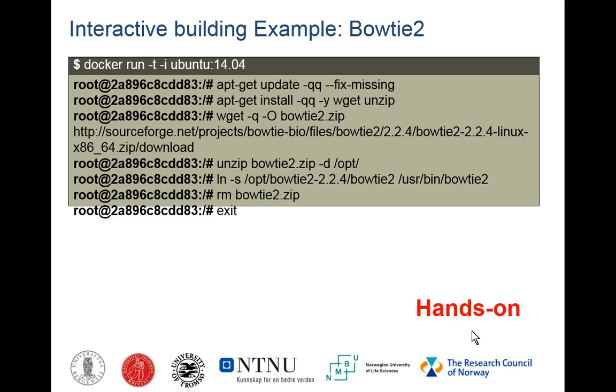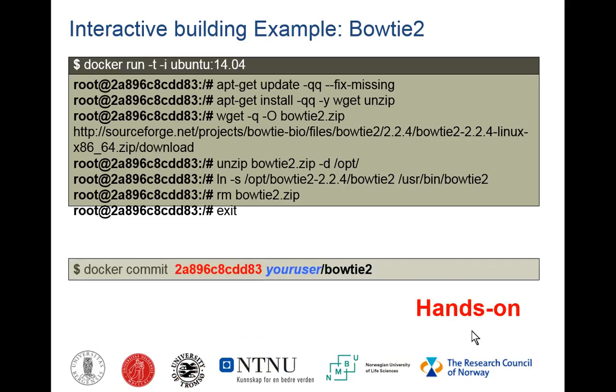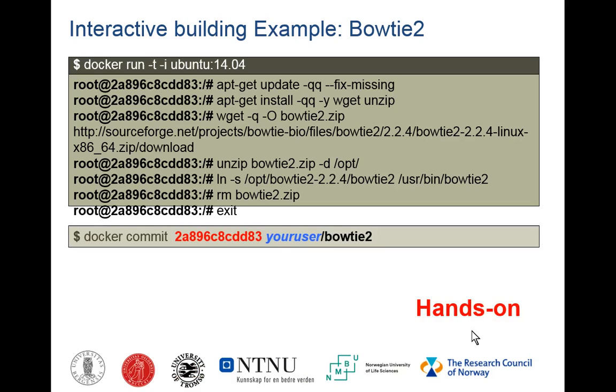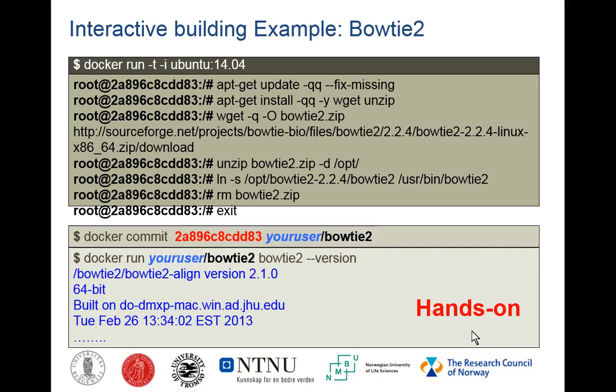So this is installing Bowtie 2 using the interactive login: update, install unzip, and get the zip file of Bowtie 2 with wget, and then unzip this file into /opt and create a symlink in /usr/bin for Bowtie. Remove the zip file and exit. By creating this symlink, you put it in the path of the user. After that, docker commit your username/bowtie2, and docker run bowtie2.